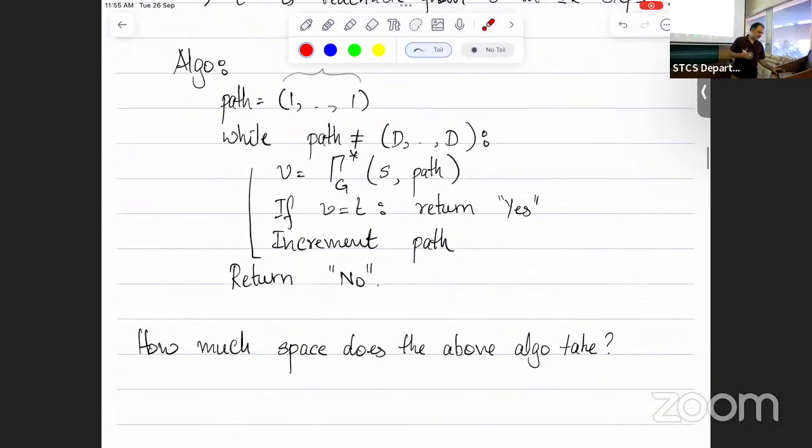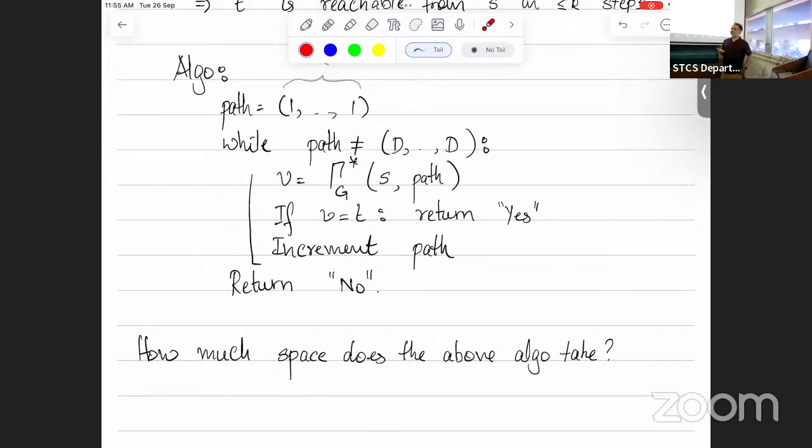Let's get a sense of how much space this algorithm takes. What do I need to store in this algorithm at all? I need to keep track of my current path that I'm exploring, plus maybe the current vertex I am on. There's some bookkeeping in order to compute this vertex V. Right now I'm at this vertex, I need to take this edge, and so on.